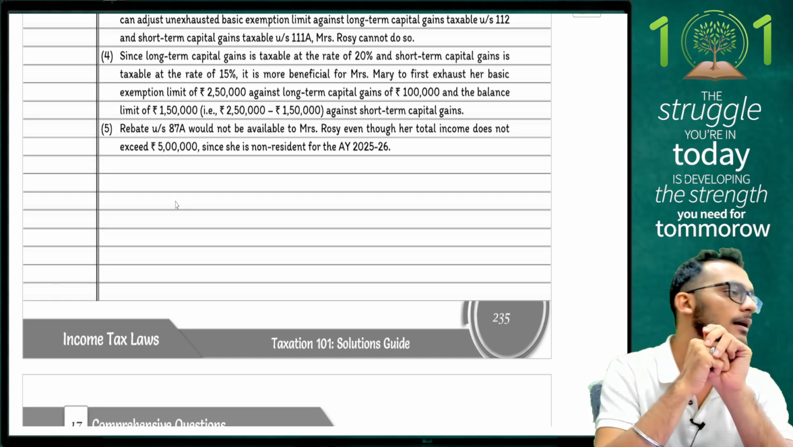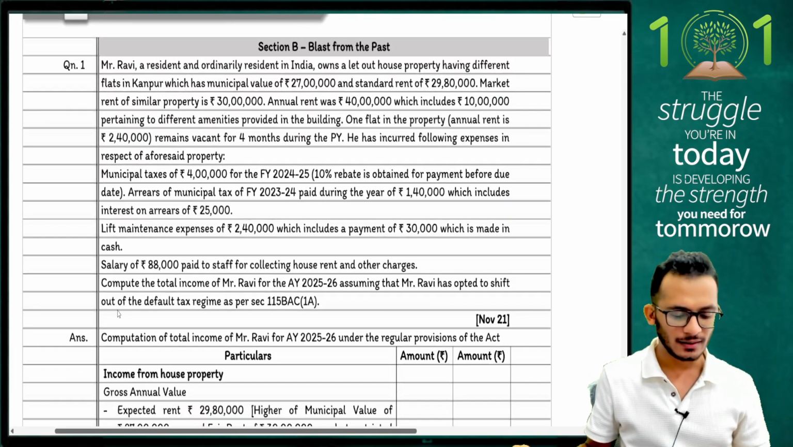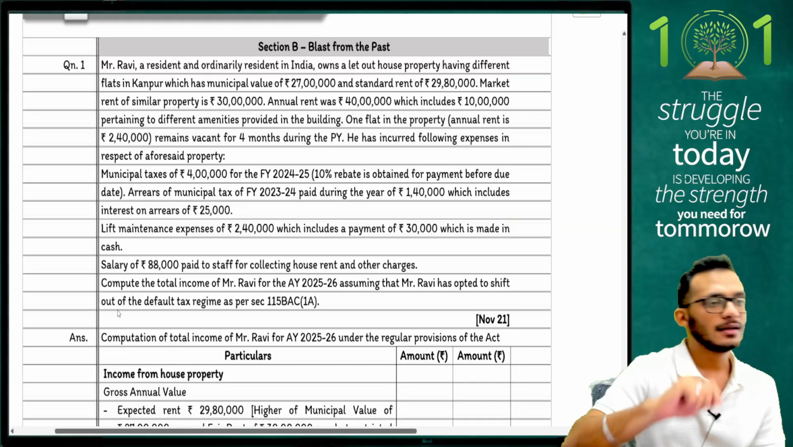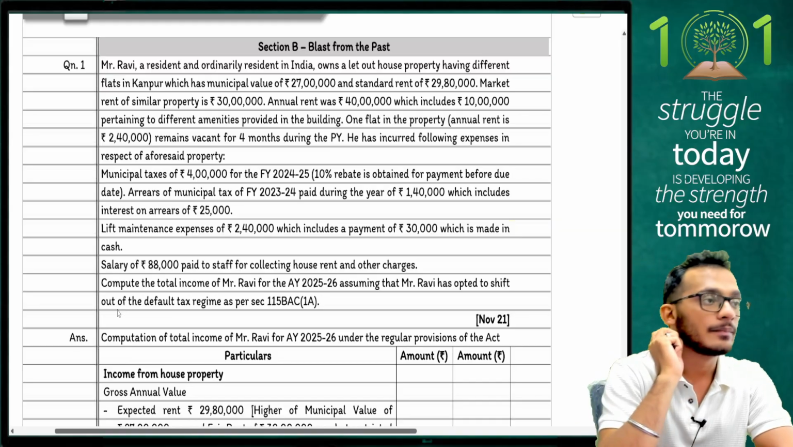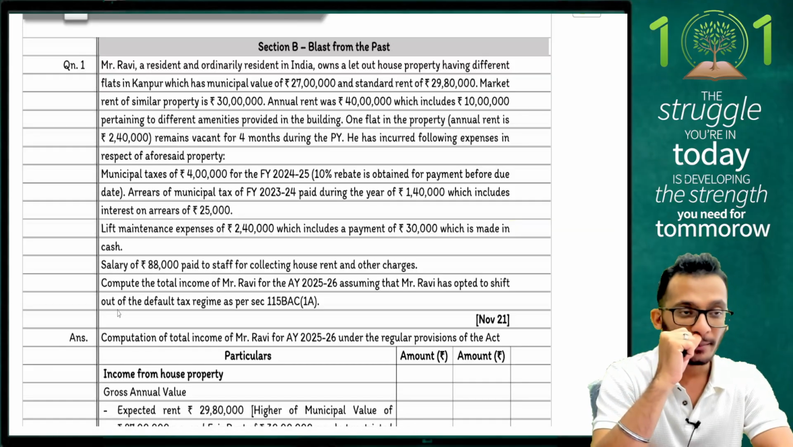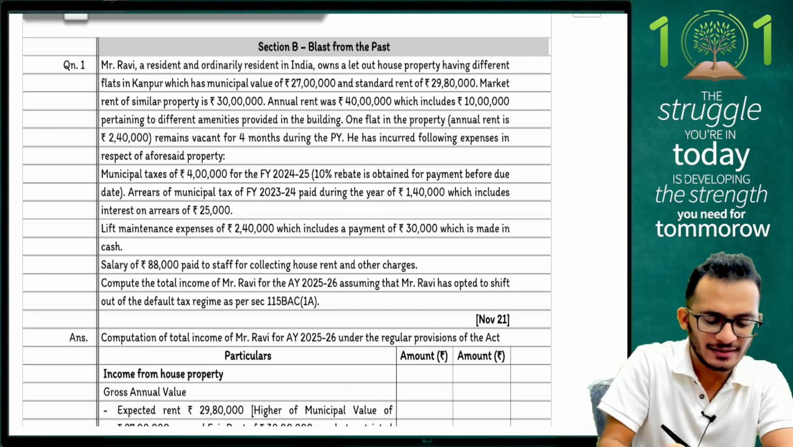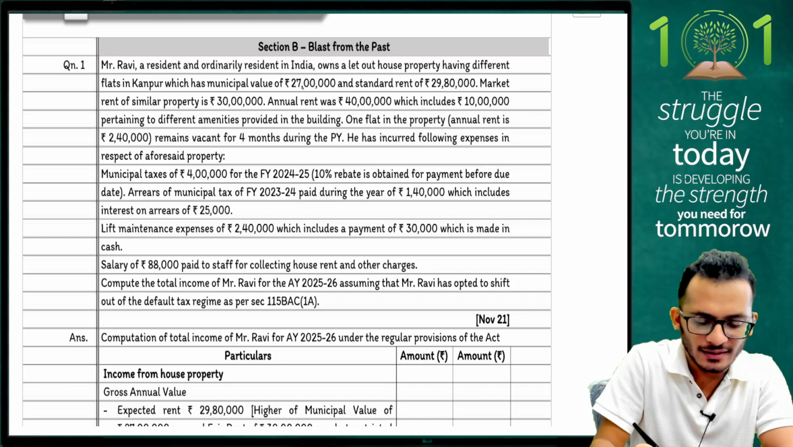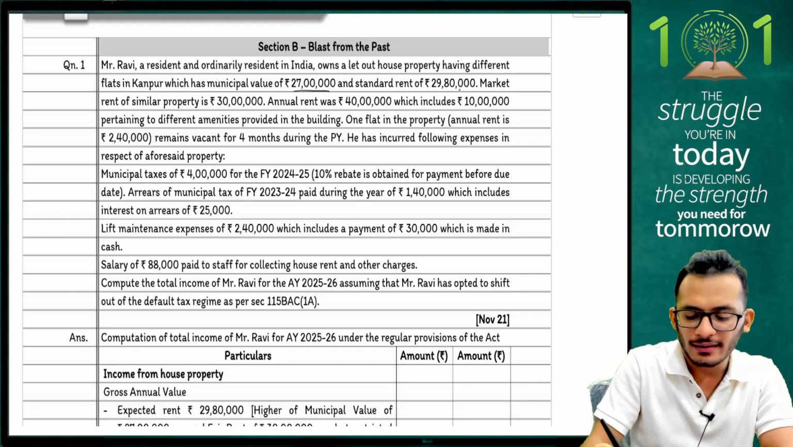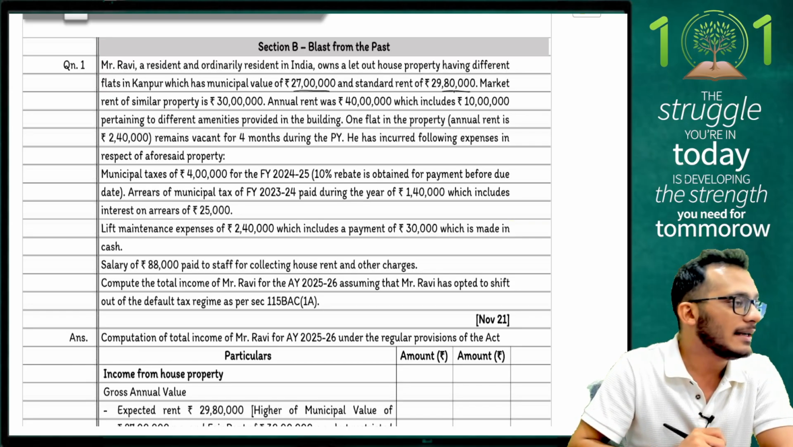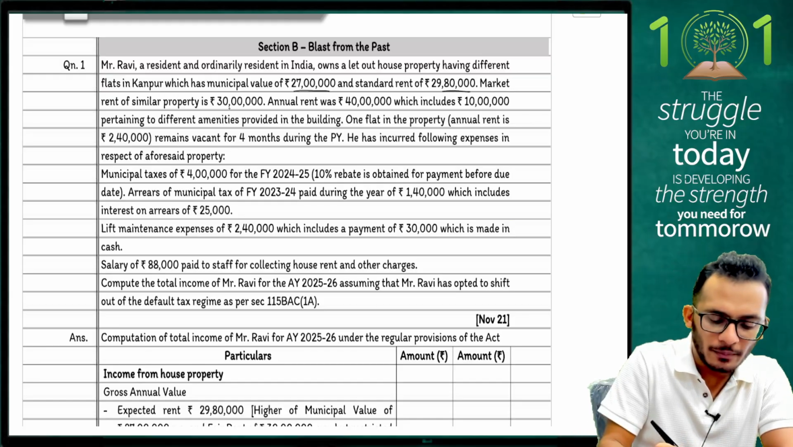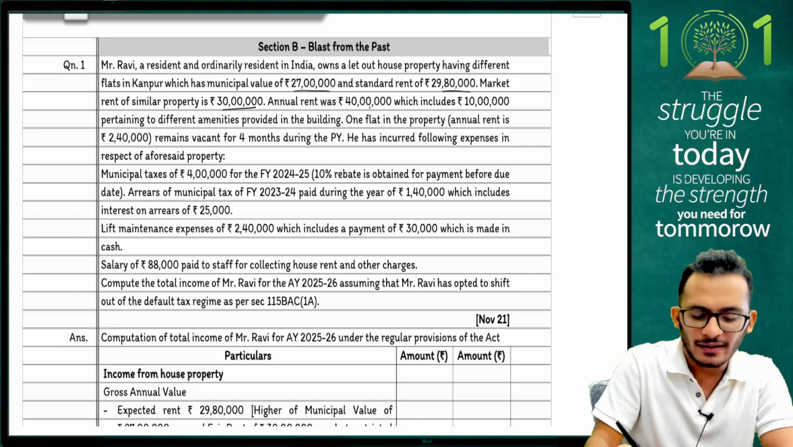I'm doing one question for you from the past. Look at this question, people, one of the tougher questions. It says there is a person called Mr. Ravi, a resident and ordinary resident, who owns a house property having different flats in Kanpur, where the municipal value is 27 lakhs, standard rent is 29 lakh 80,000, market value of the property is 30 lakh rupees, and annual rent is 40 lakh rupees.